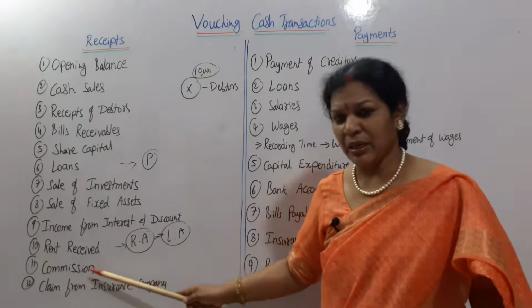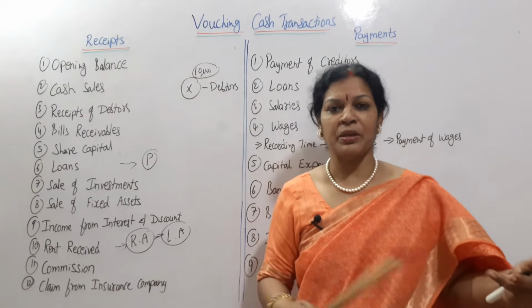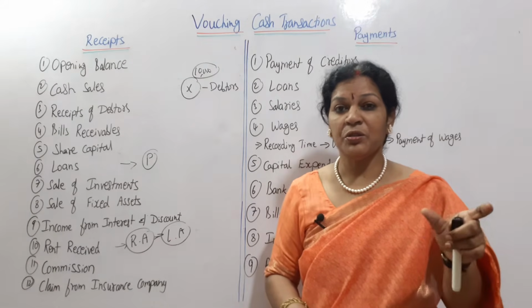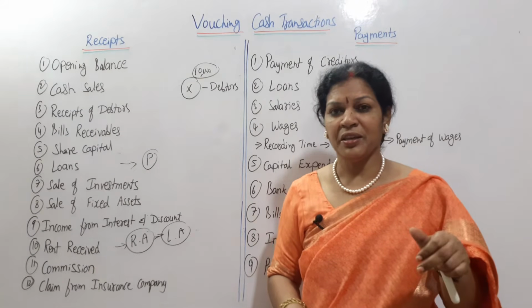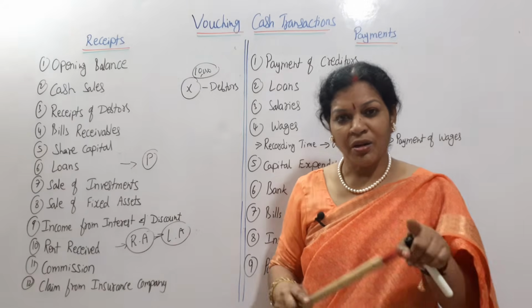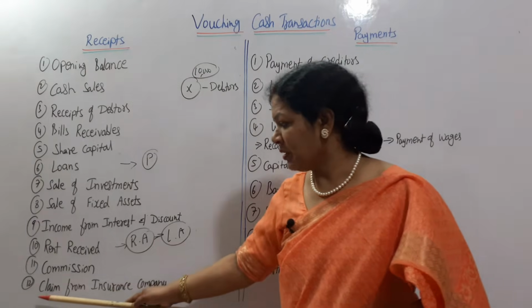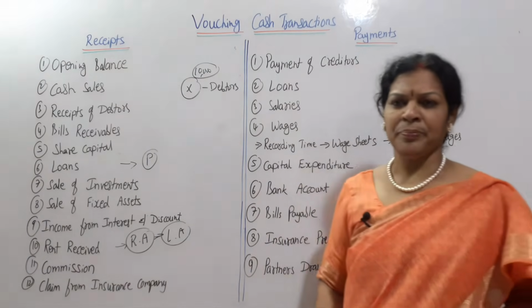And in the same way, commission. If at all the company is receiving any commission from someone, then related to this commission, from where they are getting the commission, what is the agreement related to the commission. All the details also he has to check through the agreement. Last one is claim from insurance company.